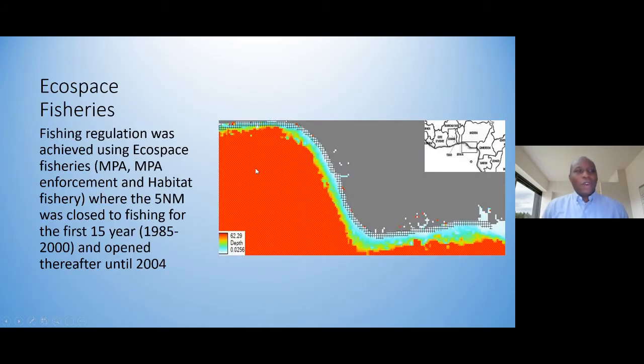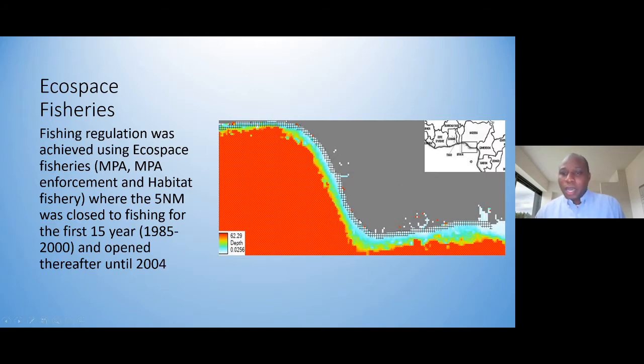So for Ecospace fisheries, fishing regulation was achieved using the Ecospace fisheries tool. In that fisheries tool, we have MPA and MPA enforcement and habitat fisheries. And basically what I did was I closed the first 5 nautical miles to fishing for the first 15 years and opened it thereafter for my model simulations.